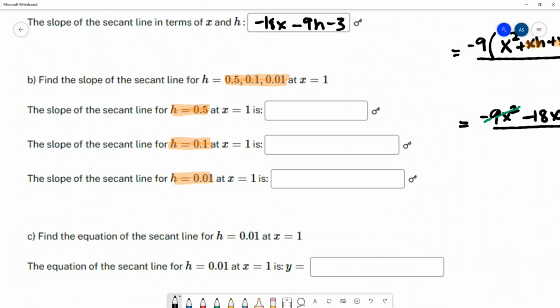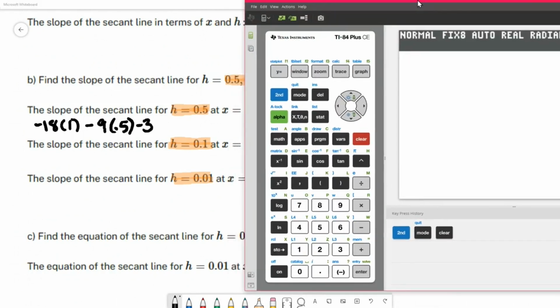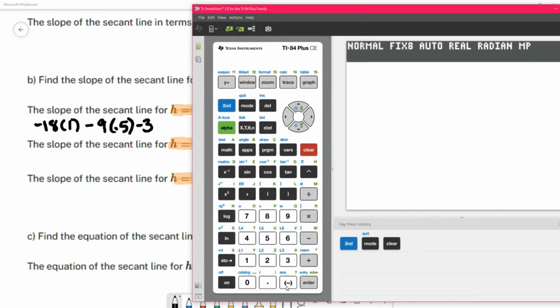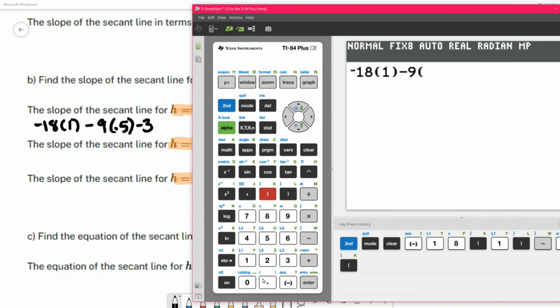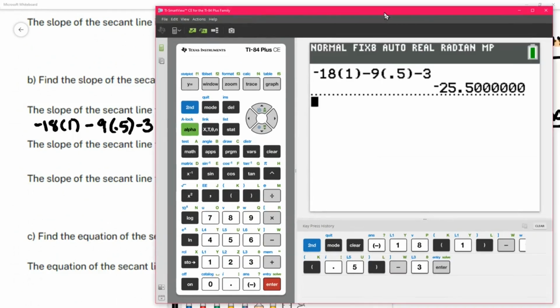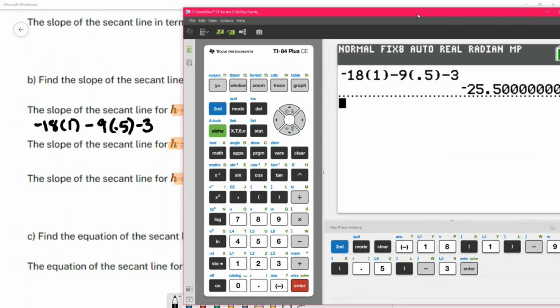So we'll substitute these values of h and x into the formula we got for the slope of the secant line. It's negative 18 times 1 minus 9 times 0.5 minus 3. Let me bring in my calculator. And we'll substitute that 1 in for x and 0.5 in for h. And we've got negative 25.5 for the first one.